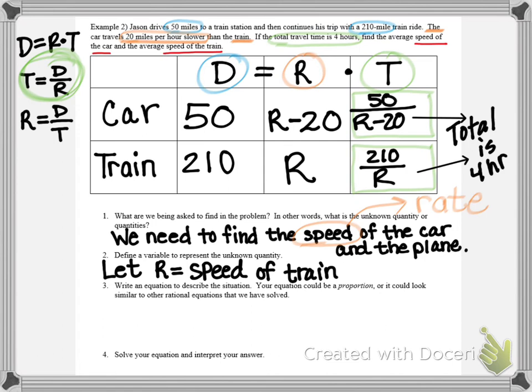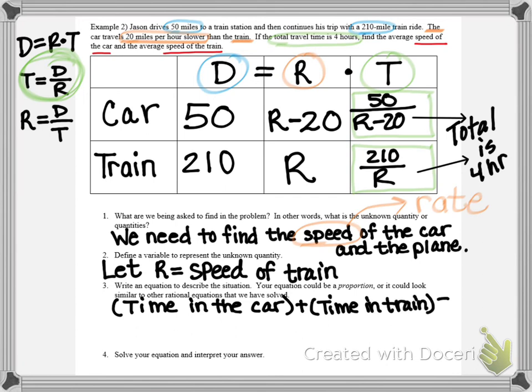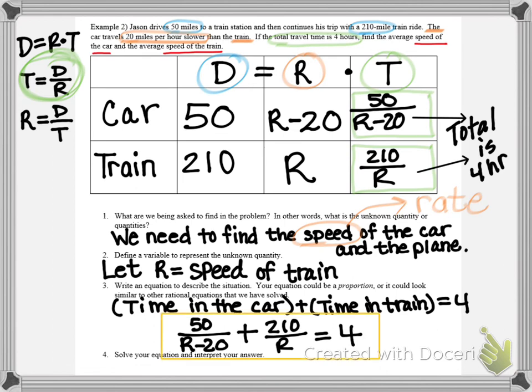So in number 3, we have to write an equation. So I'm going to make an outline first. The time spent in the car plus the time spent in the train should equal a total of 4. So now I'm going to put in my expressions. So the time spent in the car is represented by 50 over R minus 20. If I add that to the ratio of 210 over R, that's a total of 4. So I put a box around that. That's definitely not my final answer, but that is the equation that will get me to my final answer.